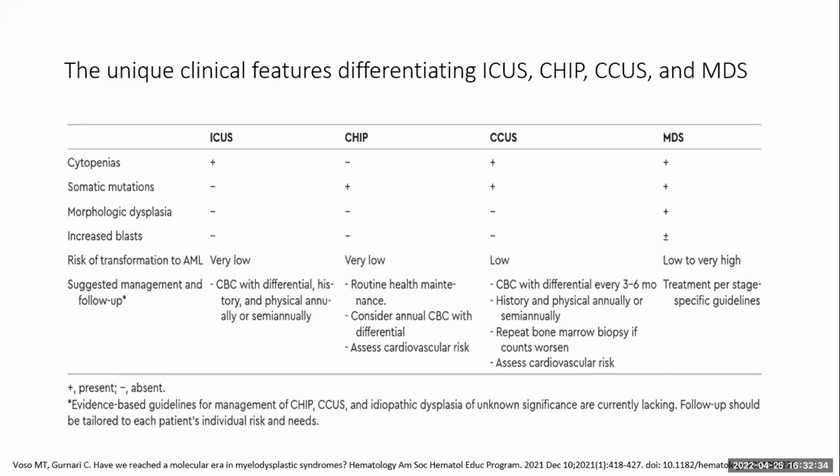Same applies to CHIP. There will be clonality, but without any significant dysplasia, and risk of transformation is also graded as low there. And when you look at MDS, then there will be cytopenias, there may be mutations, dysplasia, and the blast count may actually be increased.